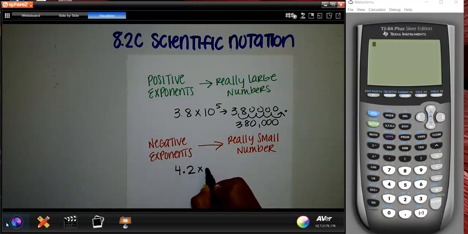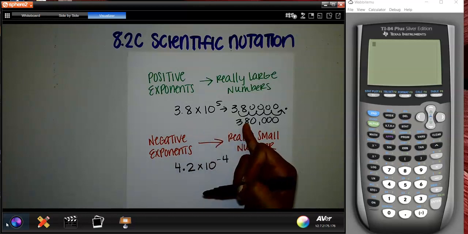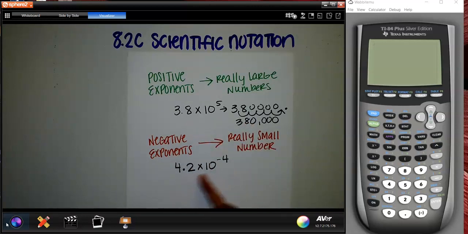Okay, with the negative exponents, same thing. What if I said 4.2 times 10 to the power of -4? Seeing that my exponent is negative, I know that I'm going to be working with a really small number. So instead of moving my decimal to the right with the positive exponent, I'm going to move my decimal to the left to indicate a small number, which is less than 1. So here, 4.2, I'm going to move to the left because I'm working with a small number, and my exponent tells me how many times I'm going to move my decimal, in this case 4. 1, 2, 3, 4. And then I'm going to fill in those zeros.